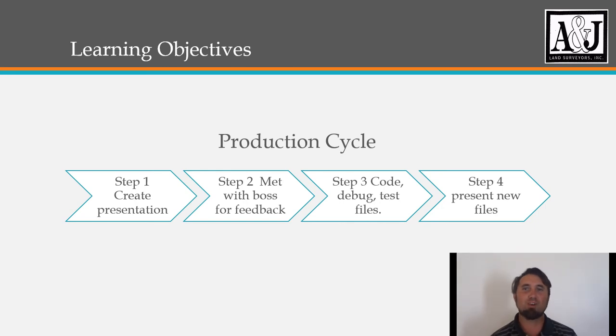At the beginning of my production cycle, I created a presentation for my boss to go over, and I met with him to go over the presentation and get feedback. After that, I started coding and making the layout and testing my code files. Then I would come back and show him what I had done to get more feedback, with a new presentation.